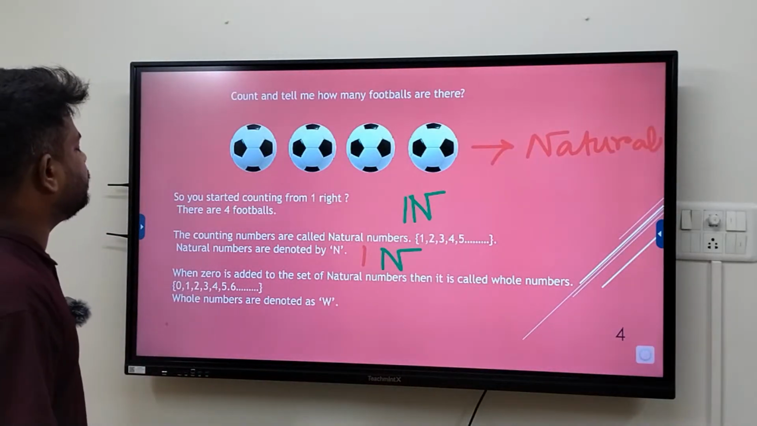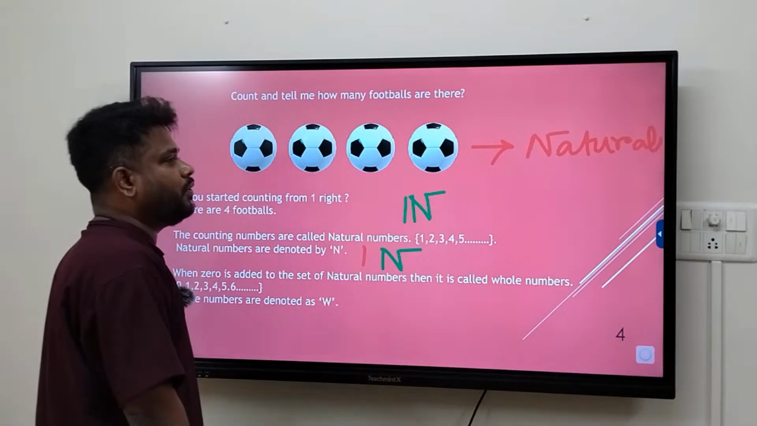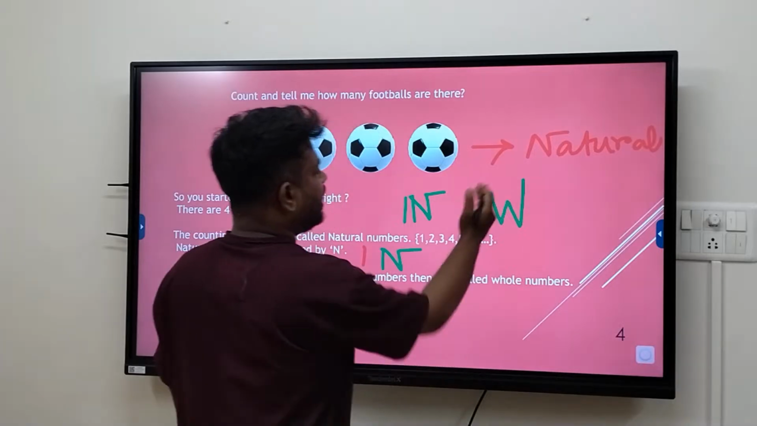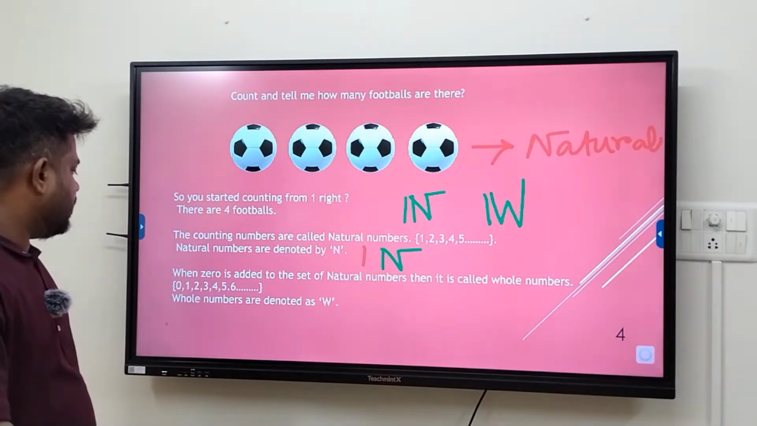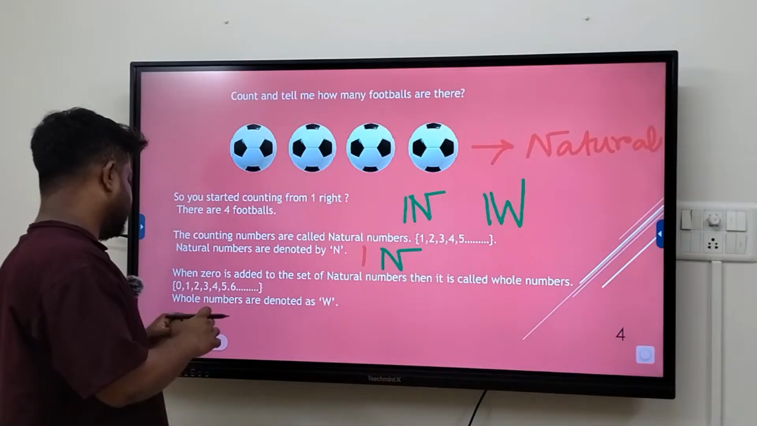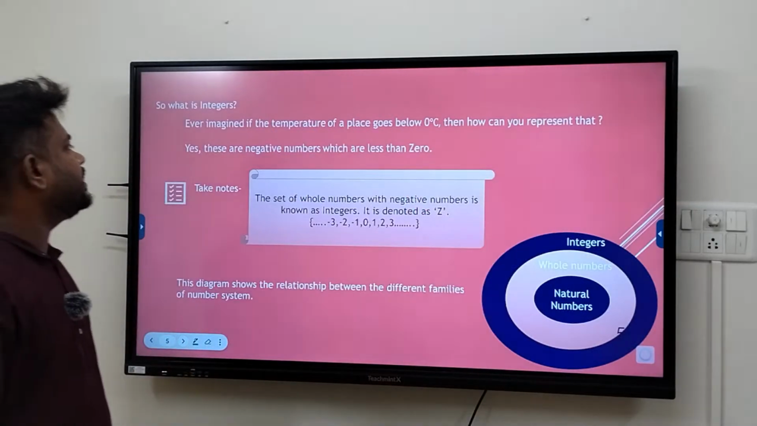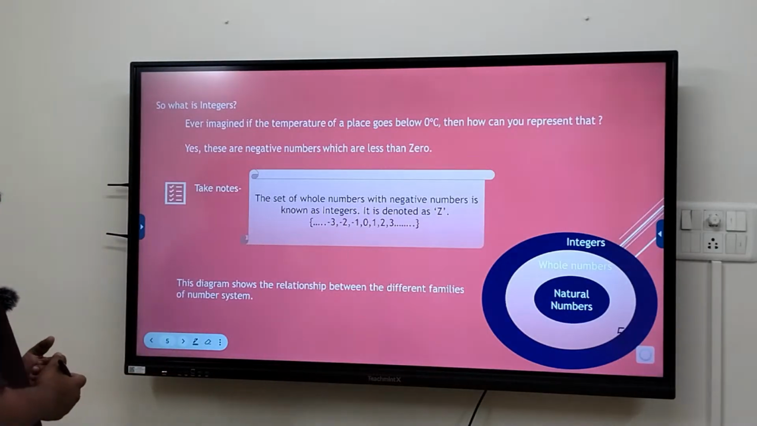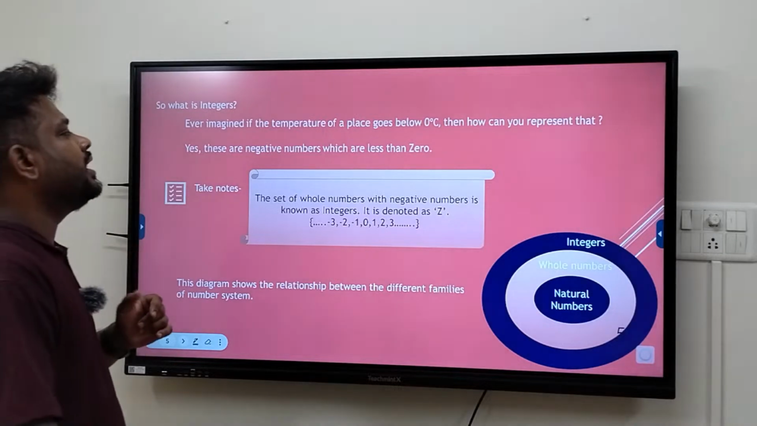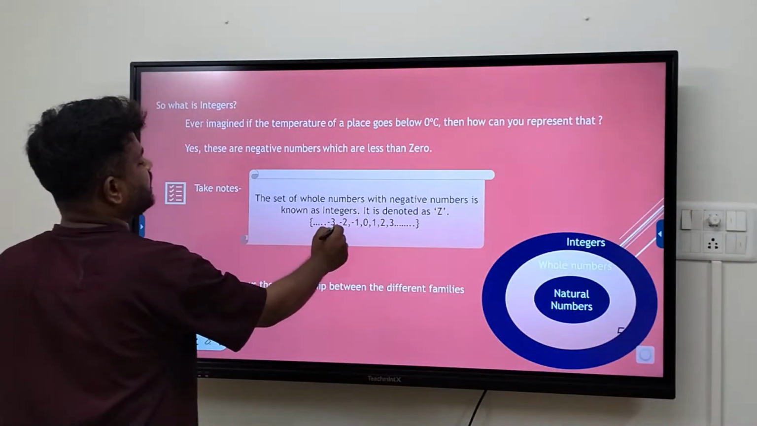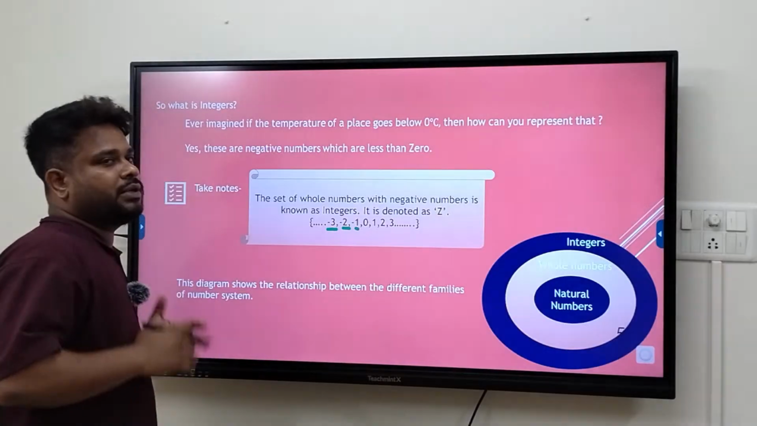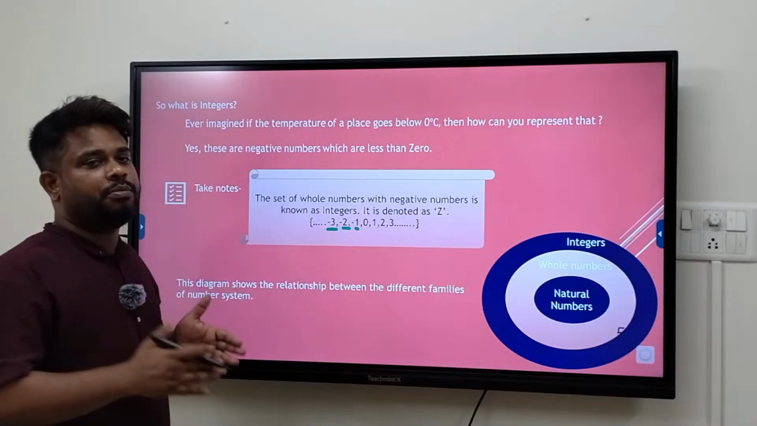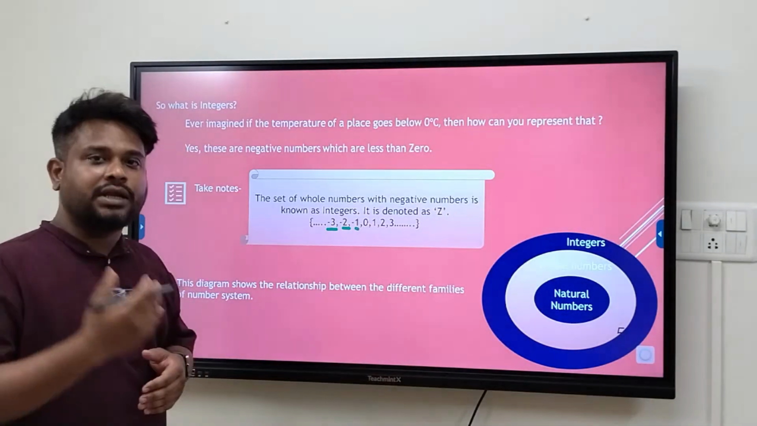Okay, when 0 is added to the set of natural numbers, then it will be called the whole numbers. Someone denotes whole numbers like this, W with a bar, and the list goes on. Okay, so what are integers? Ever imagined if the temperature of a place goes below 0 degrees, how can you represent that? Yes, these are negative numbers which are less than 0. Just like this, -3, -2, -1. These are all negative numbers which are less than 0, and we include them in the set of integers, and that's why we are studying integers.